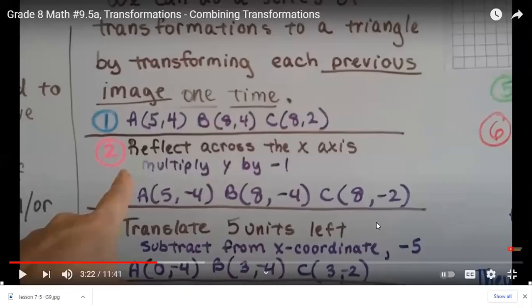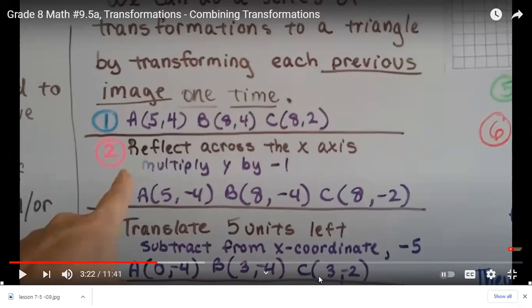For the third step, he said what? He said translate 5 units left, which means we will subtract 5 from the x coordinates. From step 1 or step 2? From step 2, yes. We will subtract 5 from each one. So 5 minus 5 will be 0 and keep y the same. 8 minus 5 will be 3 and keep y the same. C, subtract 5, then it will be 3 and -2.